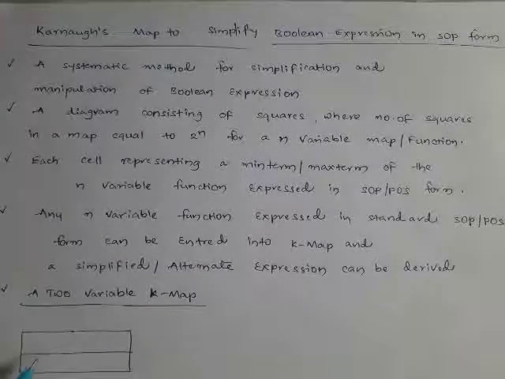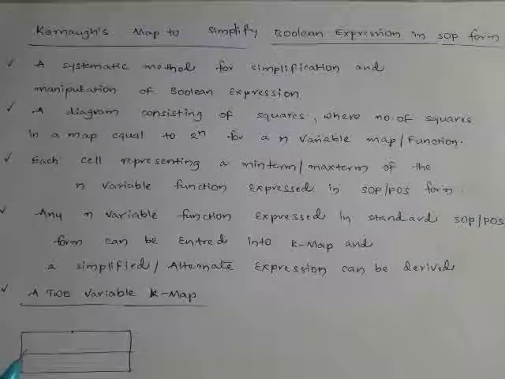So since we are saying that the K-map or the Karnaugh map is a diagram containing the number of cells, say 2 power n, that means it depends on the number of variables of the function. So we have to construct different K-maps for different variable functions. We'll try to see how a K-map can be constructed for a 2 variable function, for a 3 variable function, and for a 4 variable function separately.